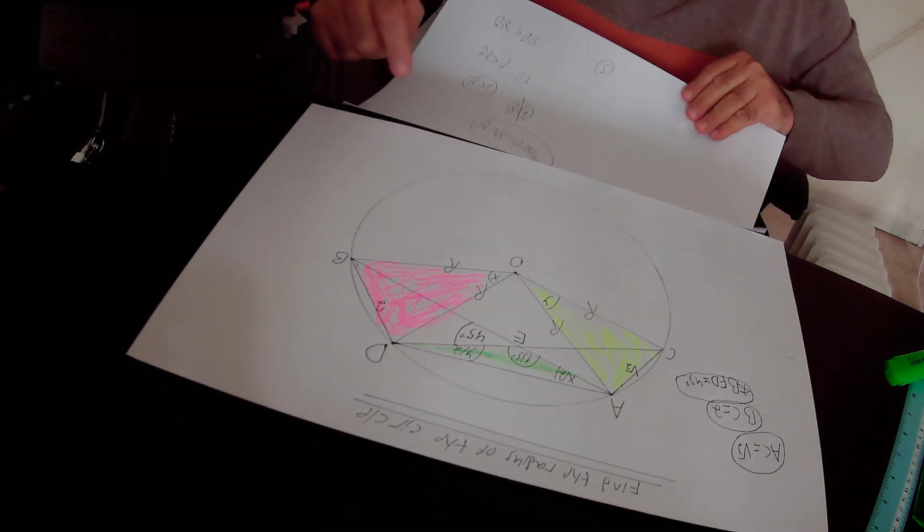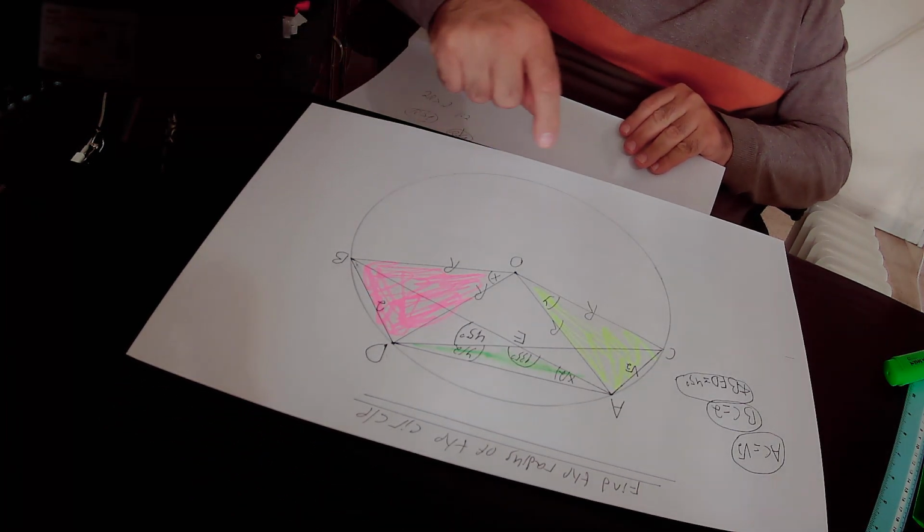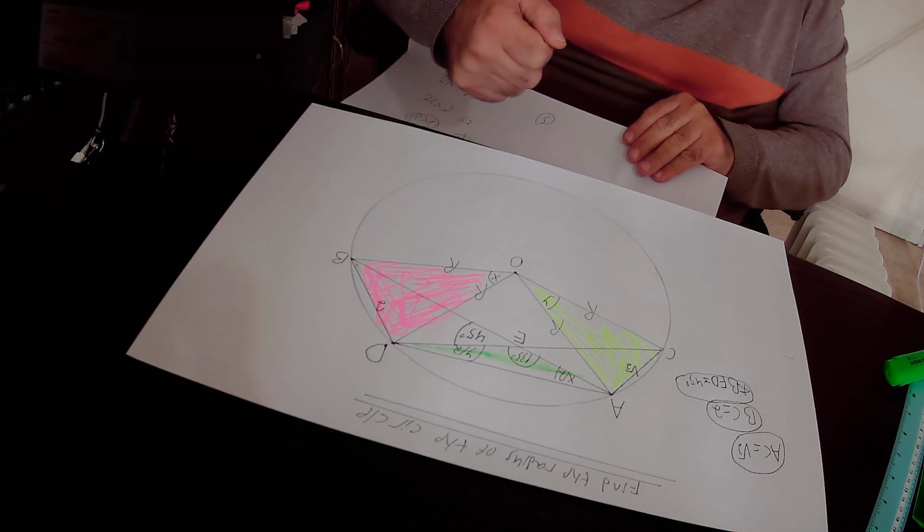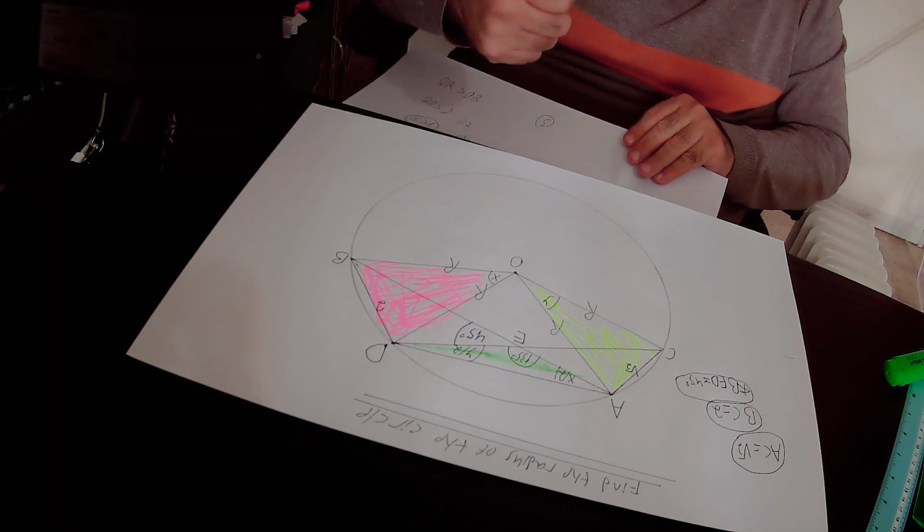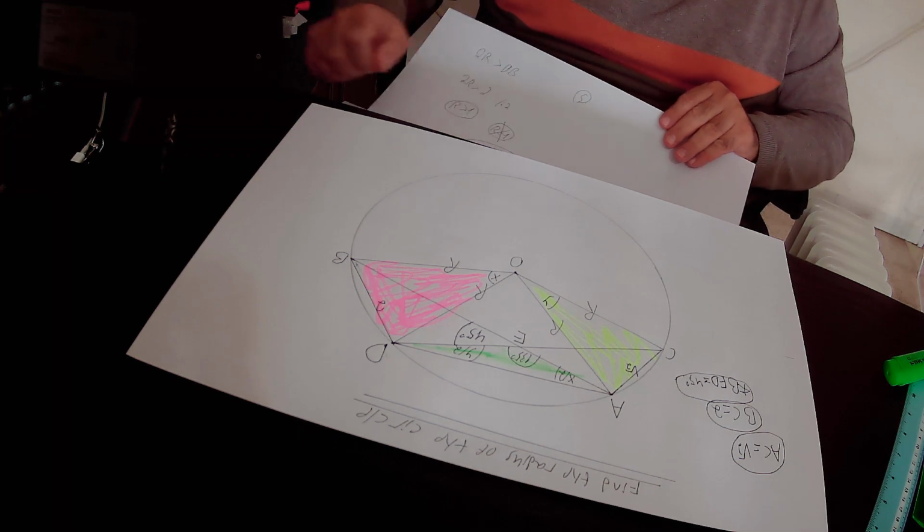I repeat again, the radius of this circle r equals to the square root of 5, or in terms of numbers, it is equal to 2.236 units. Okay, thank you very much.